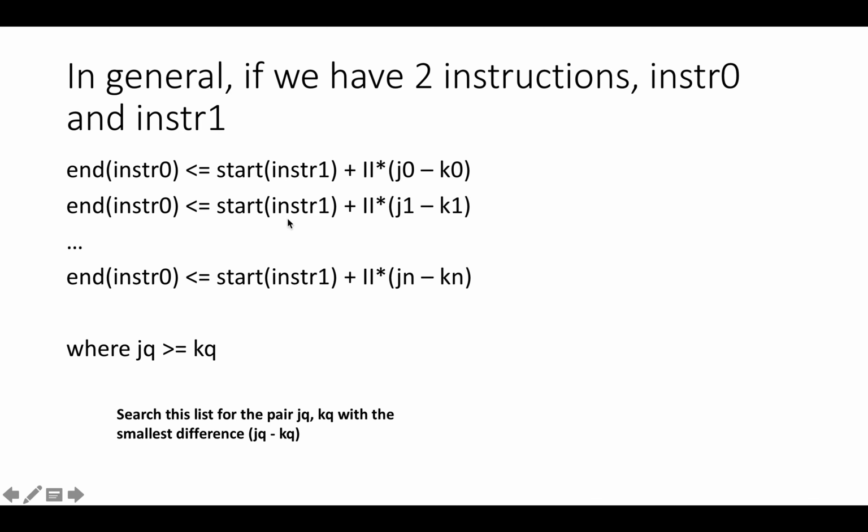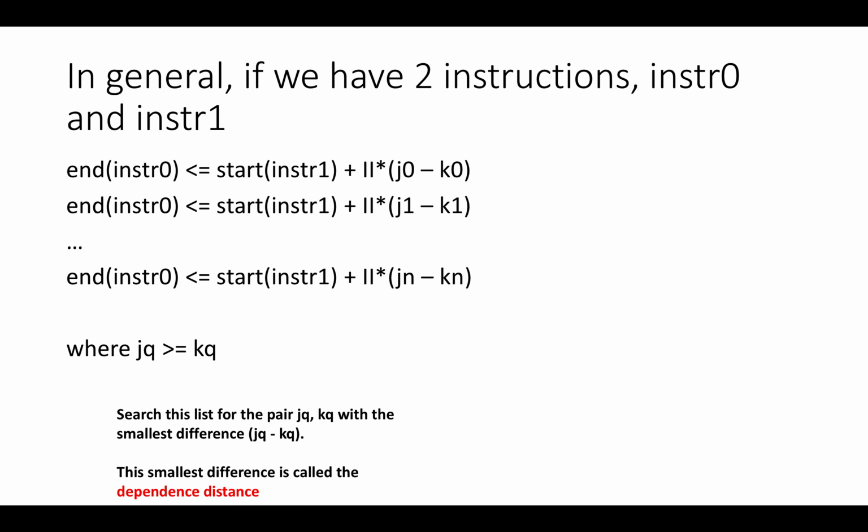So we can actually just search this list of constraints for the pair jq and kq which have the smallest difference. And this difference is always going to be non-negative because jq is greater than or equal to kq. It's at least 0. But if we search this list for the smallest jq minus kq, then what we'll find is that the constraint with the smallest difference between j and k will actually imply all of the other constraints. And that smallest difference is called the read after write dependence distance between instruction 0 and instruction 1.